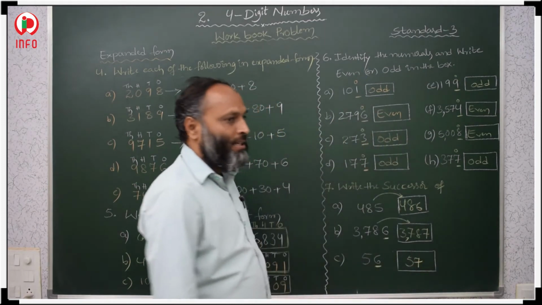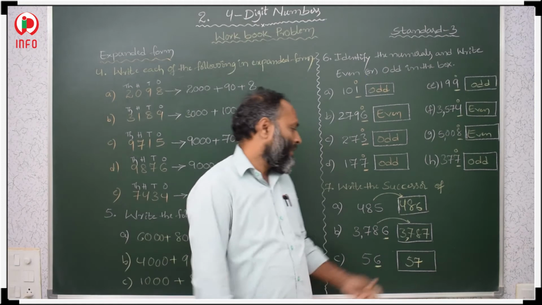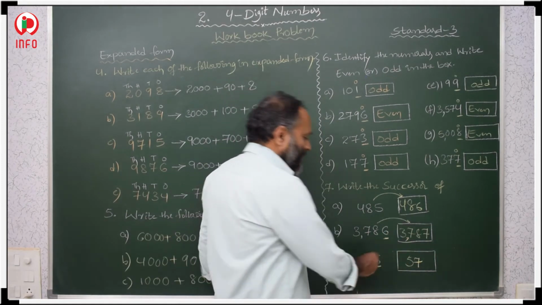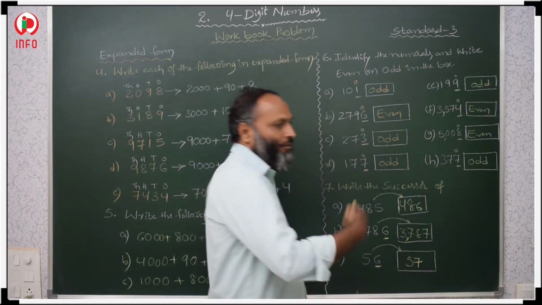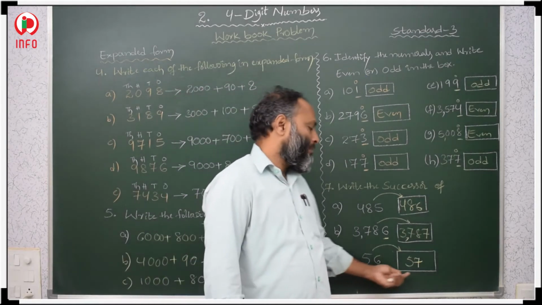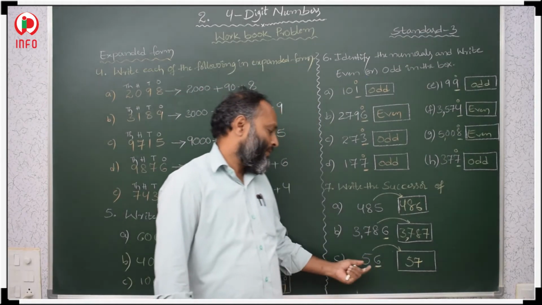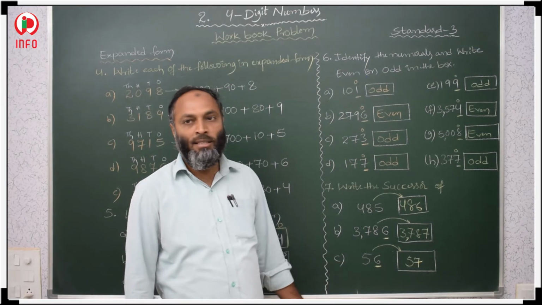57 is the successor of 56. So like this we have to write successor. Successor means after the number. After this number which number will come? That is the successor of that number. So this is the successor concept.